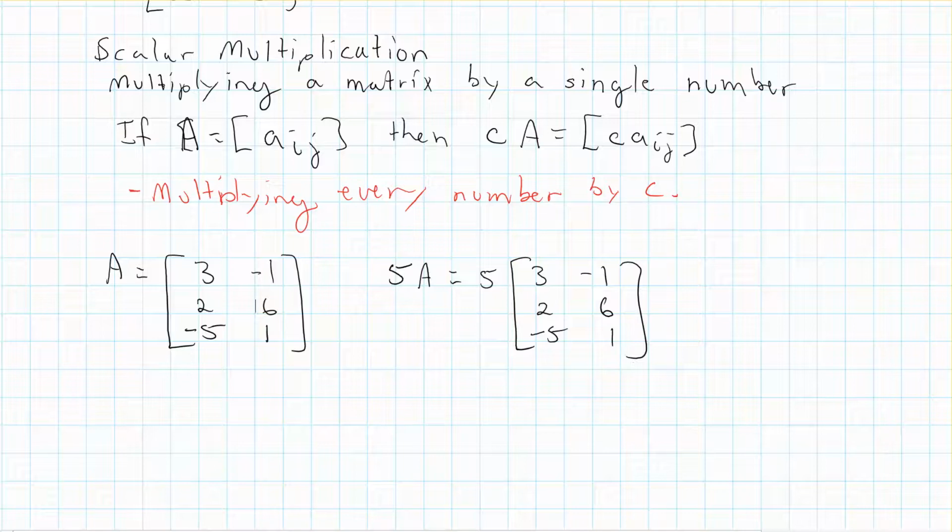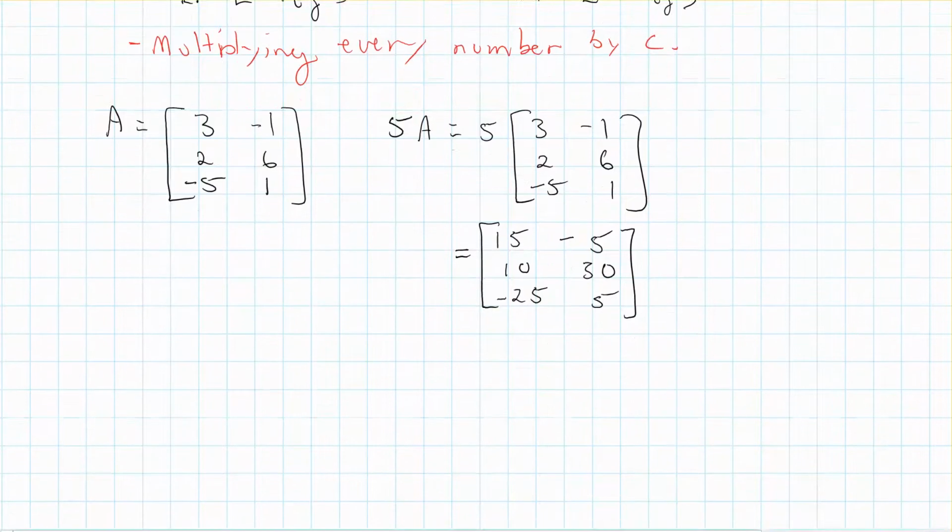And so again, that's literally going to be 15, negative 5, because I'm just multiplying everything by 5, 10, 30, negative 25, and 5. Now, I didn't put the square brackets here. Yeah, you'll lose points for that. That's not a matrix. A matrix has brackets around it, and they're square brackets. Okay, but that's all we have to do with scalar multiplication.